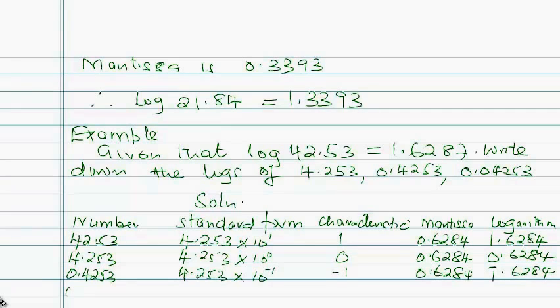Then the last but not the least is when we have 0.04253, we express it in standard form as 4.253 times 10 to the power negative 2, because the decimal shifts 2 spaces to get a number between 1 and 10, and this is negative 2, so the Mantissa remains, and then the answer here is bar 2.6284.